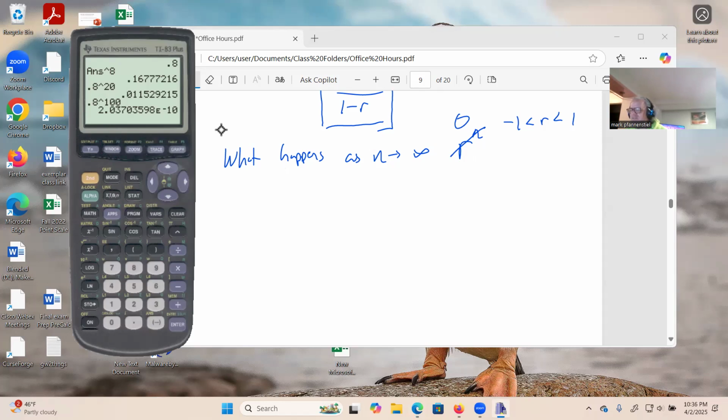All right, so this piece here, as n gets bigger and bigger and goes off to infinity, this term, R to the N, is going to go to 0.